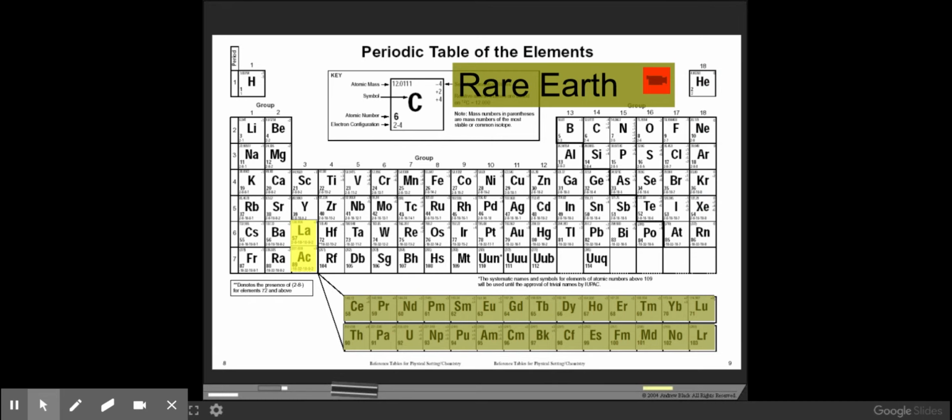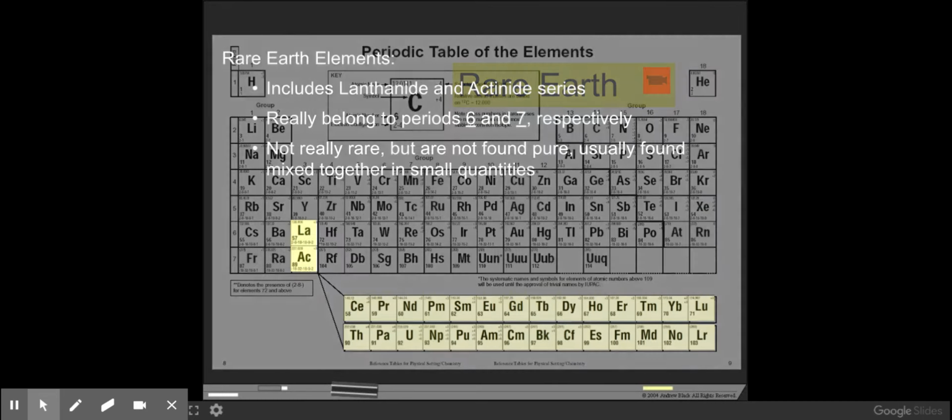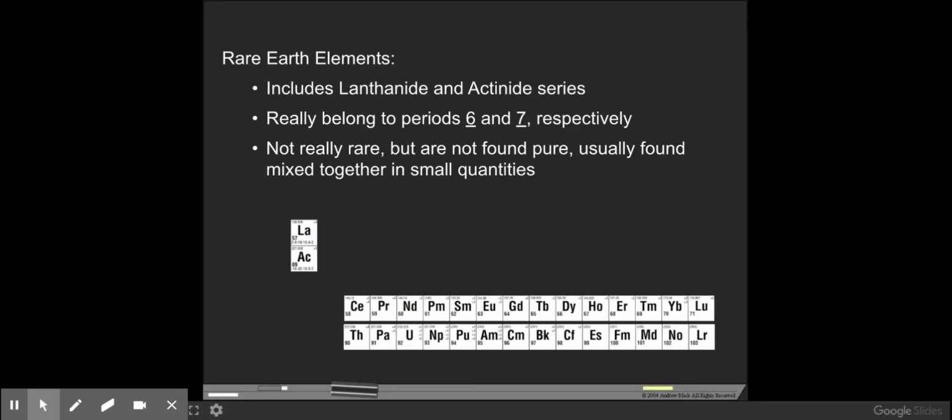And then you have the rare earth metals. They're called the lanthanide and actinide series. They really belong to period 6 and 7 respectively. They're not really rare, but are not found pure, usually found mixed together in small quantities.